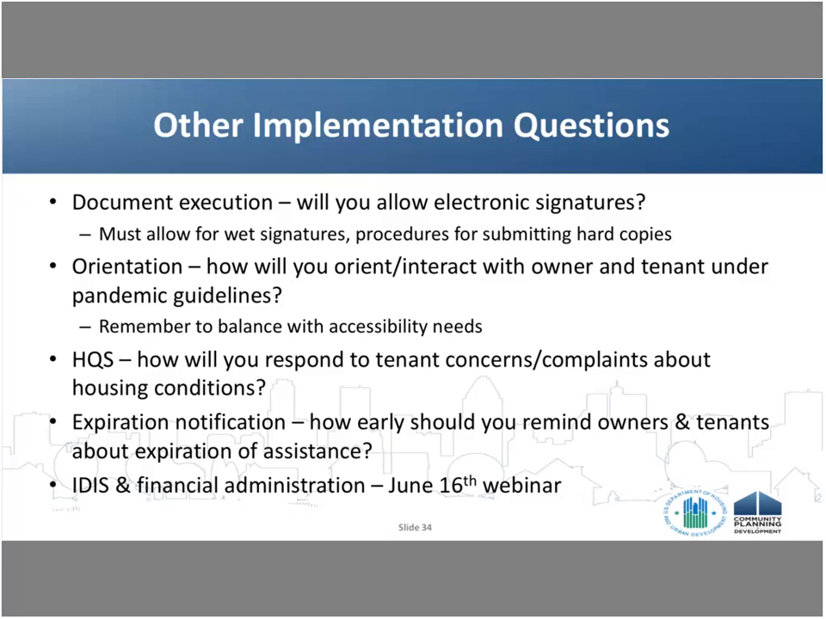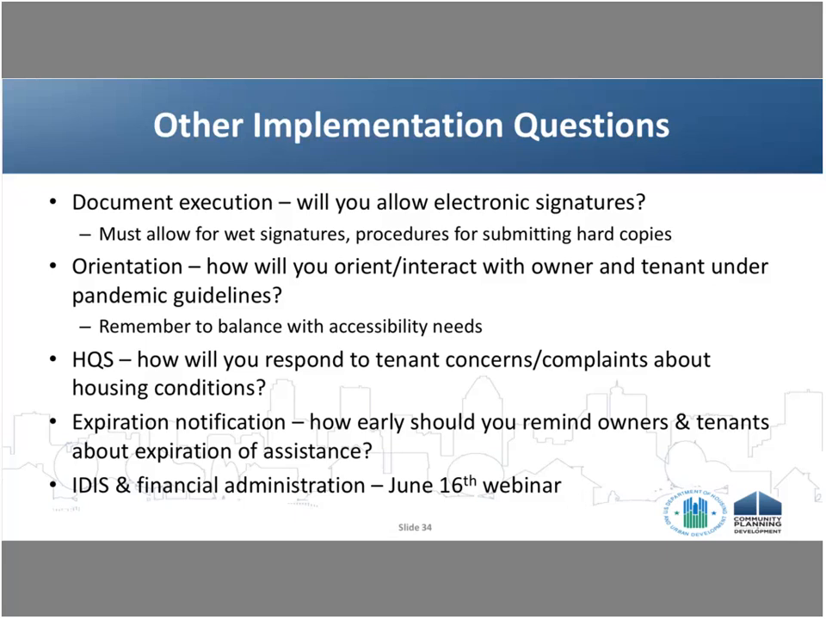Secondly, this is a short-term program of short-term assistance with some requirements that are ongoing, and you'll want to orient the owner and tenant to the program. How will you interact with them during the term of the assistance? That may be affected by the current pandemic guidelines, but you also need to consider accessibility needs as you talk about your being available to the owner and the tenant.